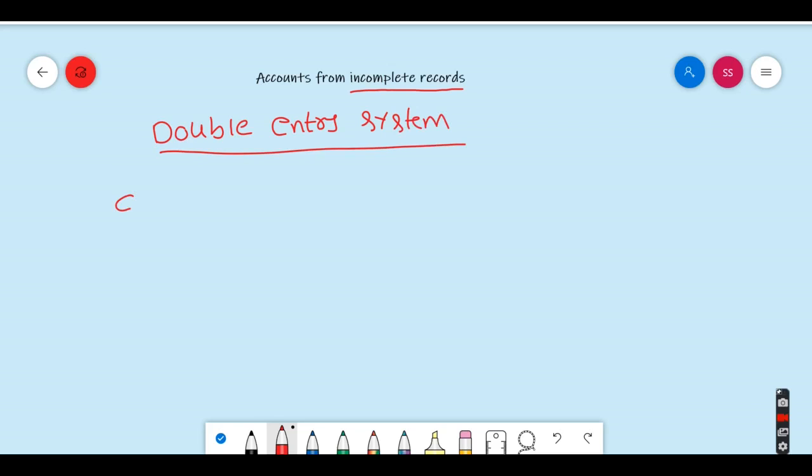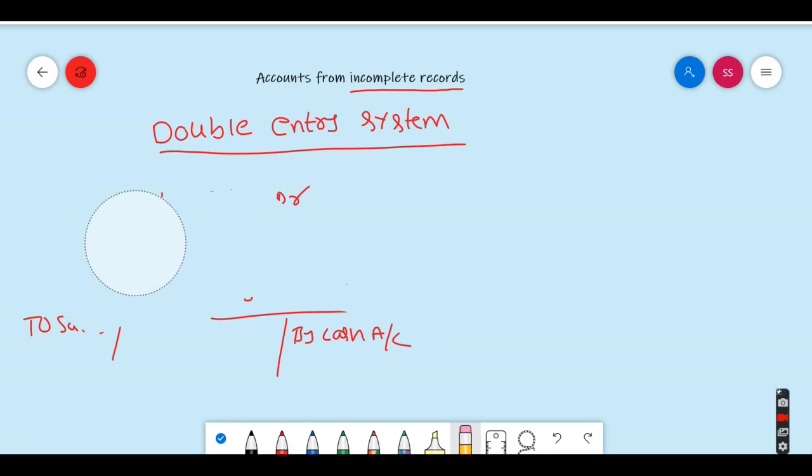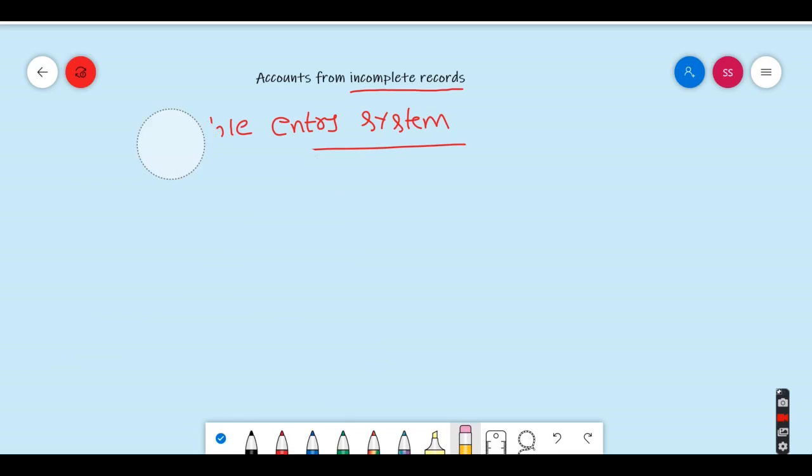Let's just say you have made a sale for cash. So the journal entry will be cash account debit to sales account, right? So in the cash account you'll write "to sales". In the sales account you'll write "by cash". So you are entering the same entry at two places, so this is called the double entry system, right? So we maintain all our accounts in the double entry system.